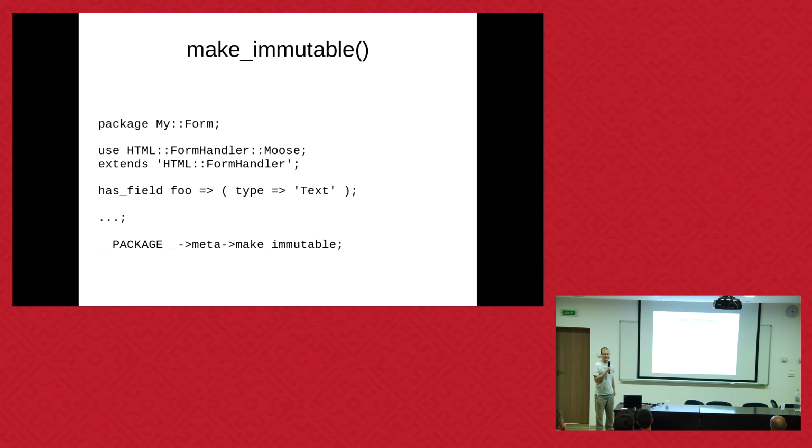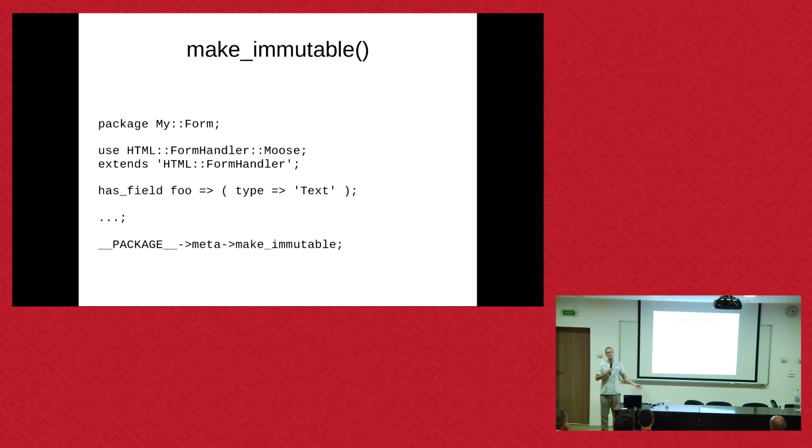Okay, make immutable. If you've used Moose, you'll know that making your class immutable speeds up your code. Basically, until you call make immutable on your class, you can always make changes to it. You can always say has and add more attributes. In form handler, you can always say has field and add more fields. And what make immutable does is it basically freezes your class. It says, okay, we've finished defining this, let's freeze where everything is. And consequently, the code can run faster.